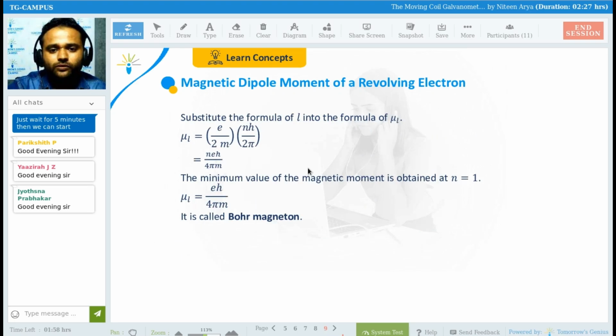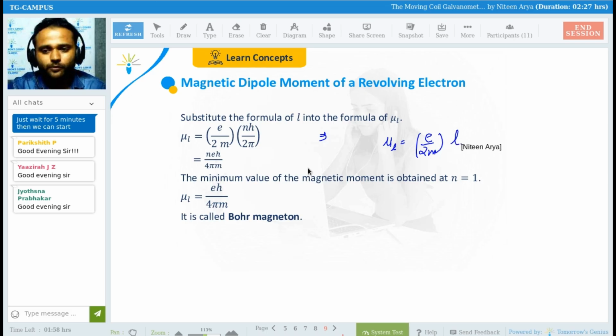Okay, now substituting the formula of L into the formula of mu L. As we know, mu L is nothing but e upon 2m into L. This is your angular momentum. According to the Bohr formula, if we put L, which is nh upon 2 pi, that is our formula for the magnetic dipole moment. The magnetic dipole moment of a revolving electron you can find in this way also.